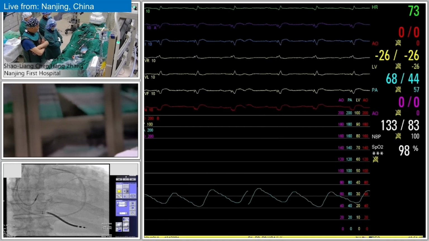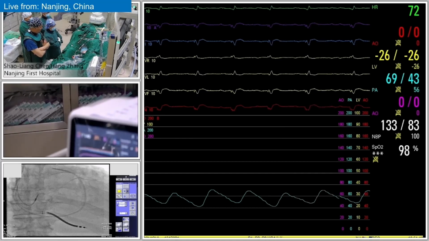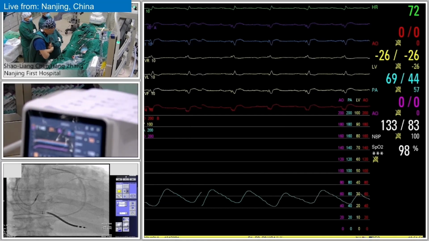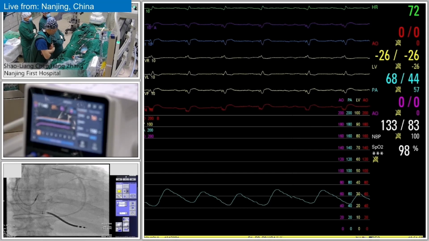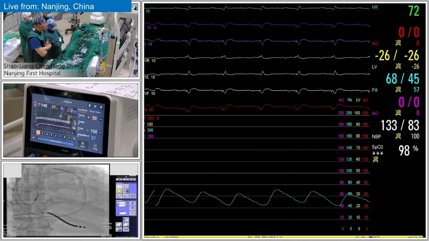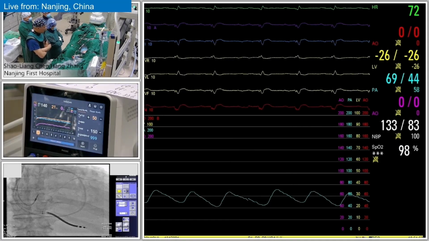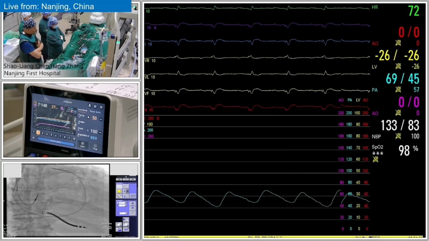But dynamic monitoring is very important. So how much is it right now? 2.8. 2.8. Good.